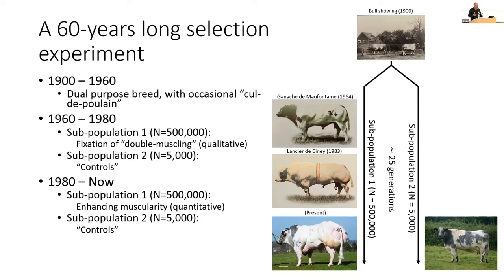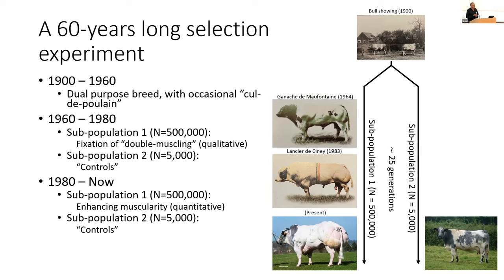It's essentially a cattle breed that is well known in Belgium, where it accounts for approximately half of the herd. And in fact, there has been, unconsciously, a selection experiment, a strong direction of selection that has been going on for approximately 60 years. The breed was there before. It was born around 1900. It was what we call a dual purpose breed. And in these breeds, people sometimes observed what is called in French cul de poulain. In English, we call them double muscled animals, and they create problems because they generate dystocia.